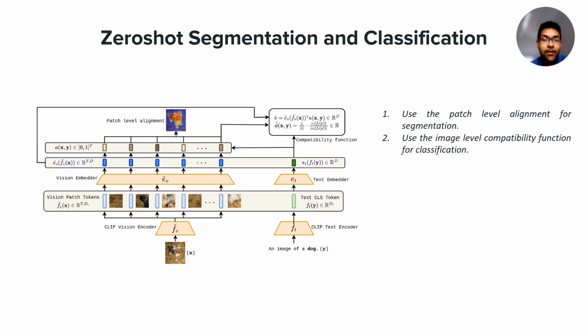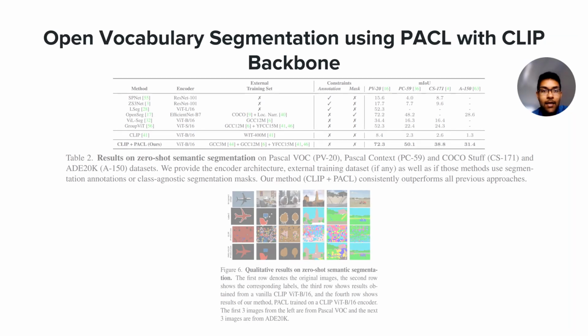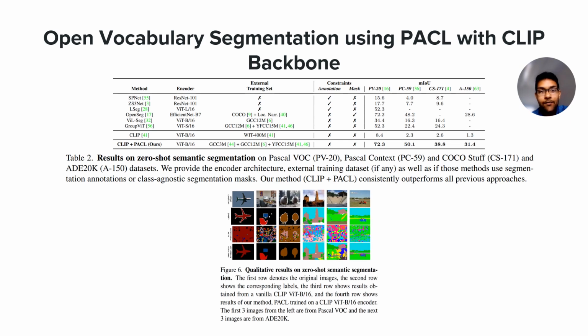At the same time, we can use the patch level alignment a x, y to identify regions in an image which correspond to a given class or concept. Naturally, this alignment is useful for zero-shot transfer to open vocabulary semantic segmentation without using any segmentation annotations, with simply training on image text data. We test this on 4 different benchmarks and obtain performance consistently better than previous baselines.